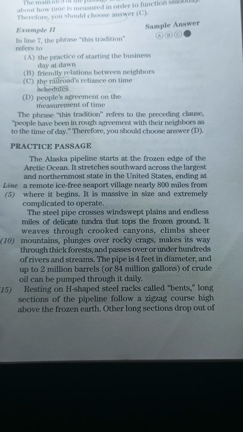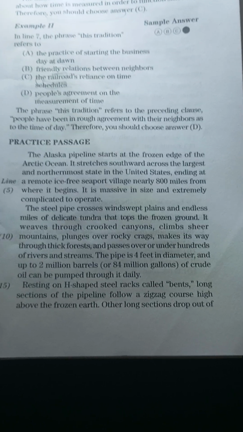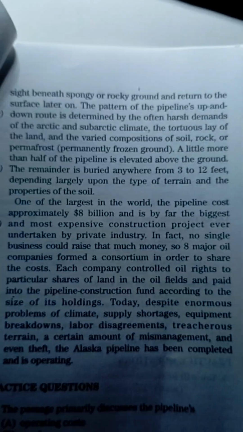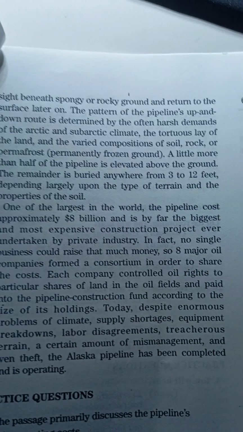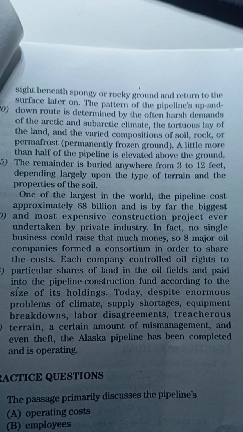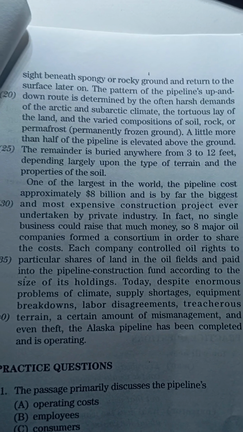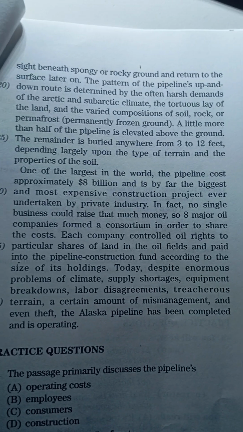Long sections of the pipeline follow a zigzag course high above the frozen earth. Other long sections drop out of sight beneath spongy or rocky ground and return to the surface later on. The pattern of the pipeline's up and down route is determined by the often harsh demands of the Arctic and subarctic climate, the tortuous lay of the land, and the varied compositions of soil, rock, or permafrost, permanently frozen ground.